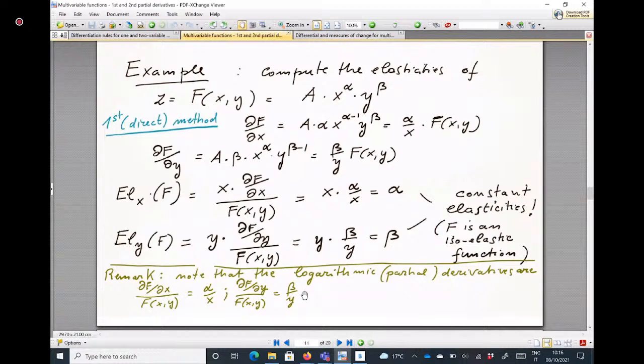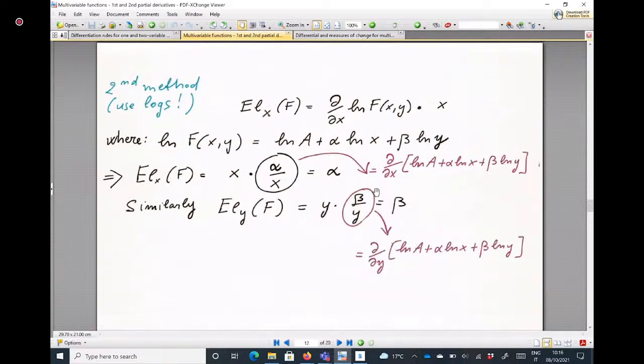The second step, if you want to compute the elasticities, okay, this is a simple case. We already know the partial results, but if you want to compute the elasticities, you can also use logs, okay? Because the log of f of x, y is, again, the log of a plus alpha times the log of x plus beta times the log of y. So compute the derivative of this, it's just alpha over x multiplied by x, and you get alpha. And the same for the partial elasticity with respect to y.